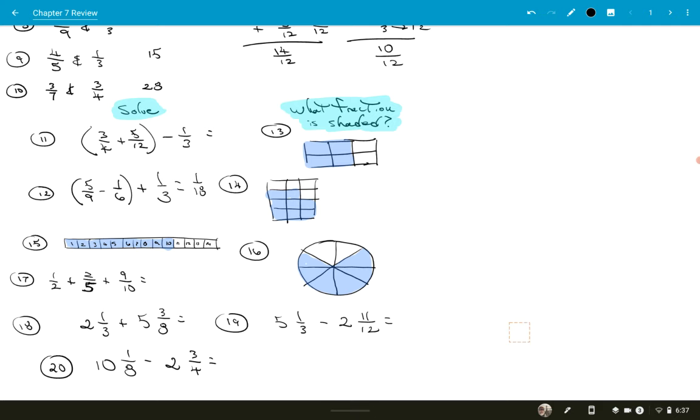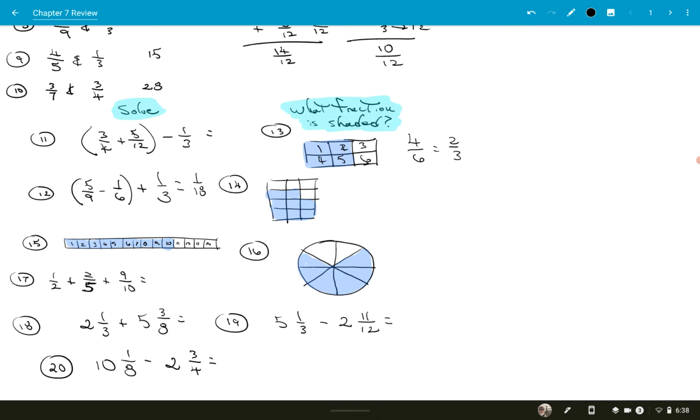13, 14, 15, and 16. It asks what fraction is shaded. Well, how many parts are there? Looking at number 13, there's 1, 2, 3, 4, 5, 6 parts. 4 are shaded. So it's going to be 4/6. And that can be reduced down to 2/3.